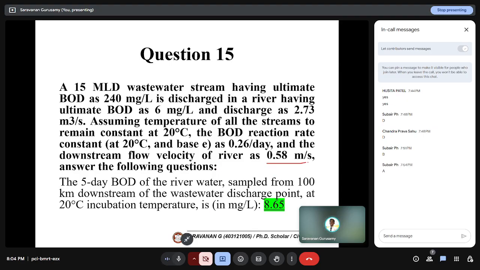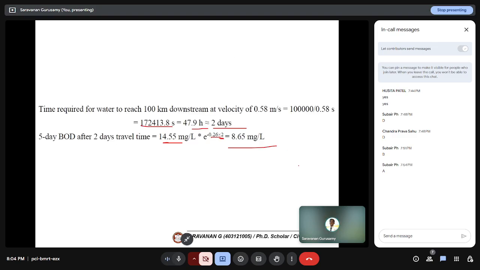So velocity is known. If I know the velocity of the river Ganga, and after 100 kilometers, I know how much time it will take to reach 100 kilometers. At that time, if I am discharging this much from my industry, after 100 kilometers I can find how much it will be there. You got it?